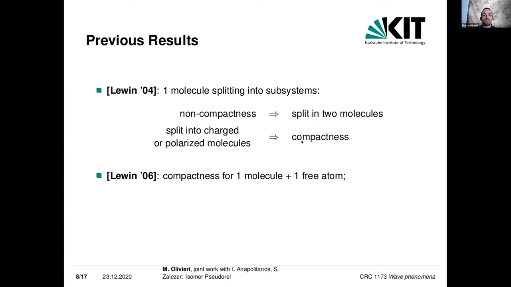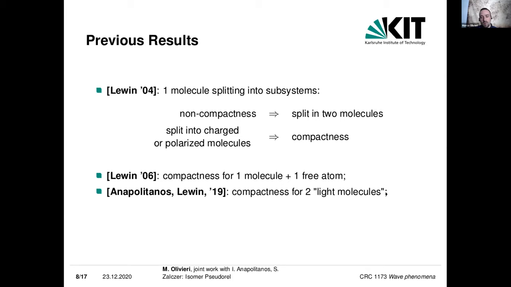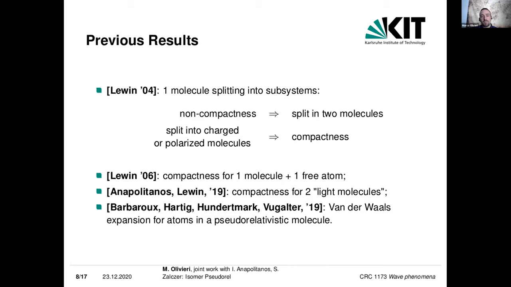Then he studied the isomerization and proved the compactness for the case of one molecule and one free atom. For example, it's HCN and CNH, the paradigmatic example I showed you at the beginning. Then Napolitano and Lewin proved the compactness for two light molecules, where the approximation of the non-relativistic Laplacian is good. And then there's this interesting paper from Barbaroux, Hartig, Gundertmark, and Vugalter, where we extended some of these results, because they proved a van der Waals expansion for atoms in a pseudo-relativistic molecule that we extended to multiple molecules, and we are going to use it.